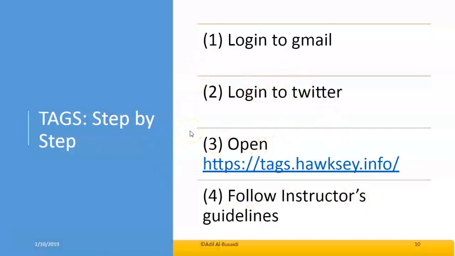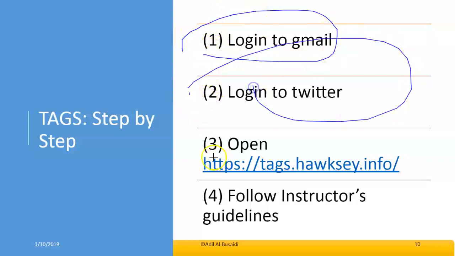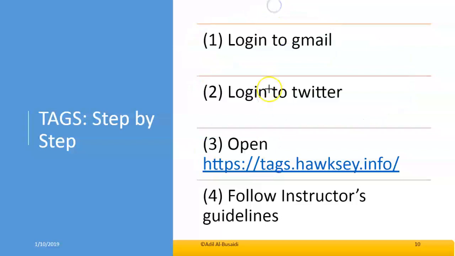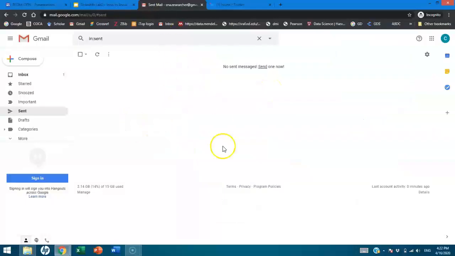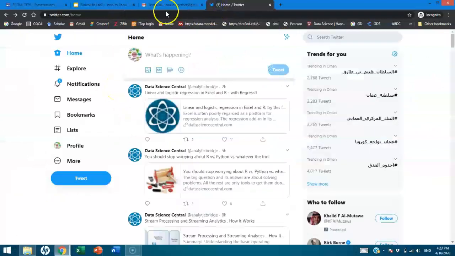Okay, again, let me see. So basically, step number one, log in here. Step number two, log in here. Then open this one. So let me show you that. Okay, step number one, I have logged into my Gmail. Step number two, log into Twitter account.